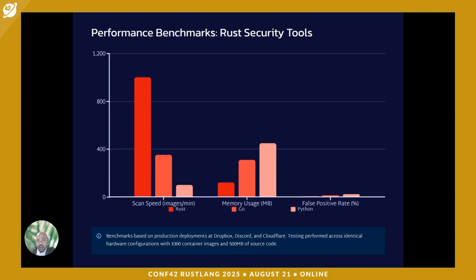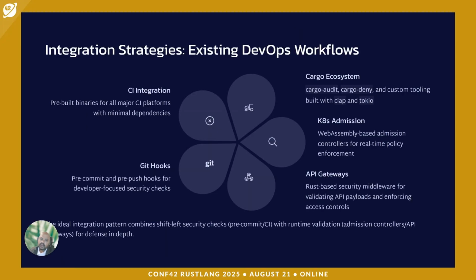Of course, none of this matters if it's too hard to adopt. The good news is you can integrate Rust-based tools into your workflows without major risk. Integration strategies: you don't have to rewrite your stack to benefit from Rust. You can integrate it gradually, with pre-commit hooks to block bad code, GitLab CI jobs for automated scanning, admission controllers for runtime policy enforcement, and API gateway middleware for live request validation.